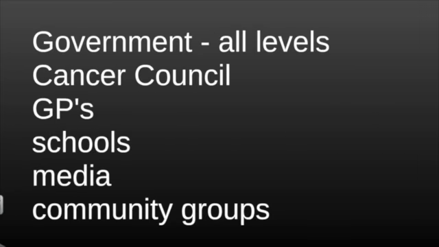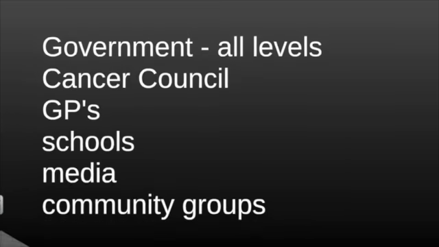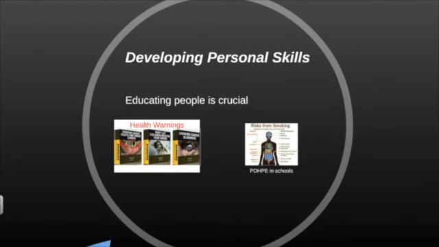Now, some of the groups that do work together are all levels of government. You've got the Cancer Council that's involved. You've got GPs and community groups, which I'll mention shortly. You've got schools, PDHPE programs providing safe messages about tobacco use, and also media. They're very important in promoting safe messages about tobacco use. So let's get into it, talking about the actual Ottawa Charter, the 5 different action areas. And the first one I'm going to talk about is developing personal skills.